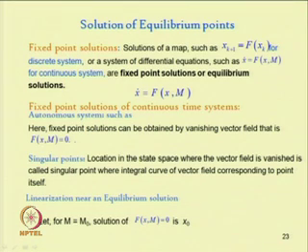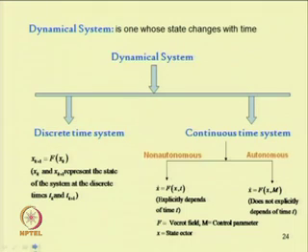The location in the state space where the vector field vanishes is called the singular point, where f x m equal to 0. If you change the system parameter, that is the control parameter m, we can obtain the response of the system.